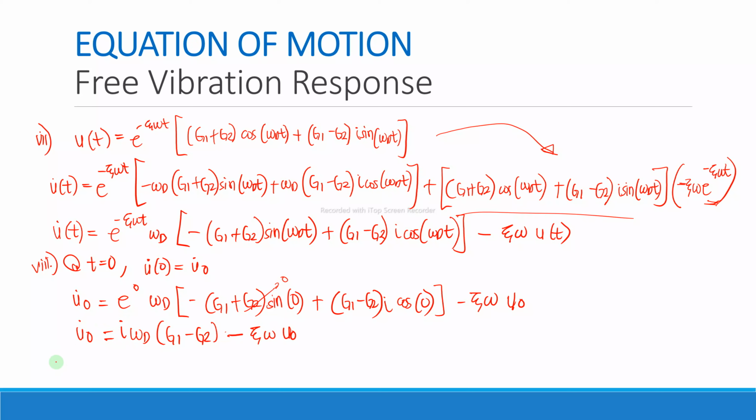Or if we rewrite, we'll arrive that g1 minus g2 is equal to u dot naught minus ζω u naught over i ωd. Let's say this is our equation 2.